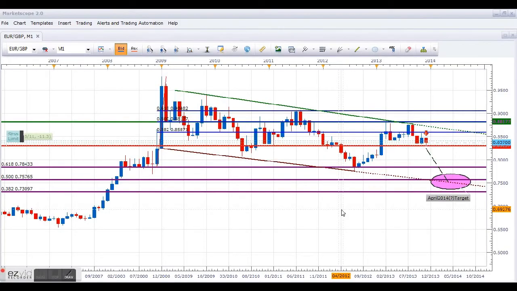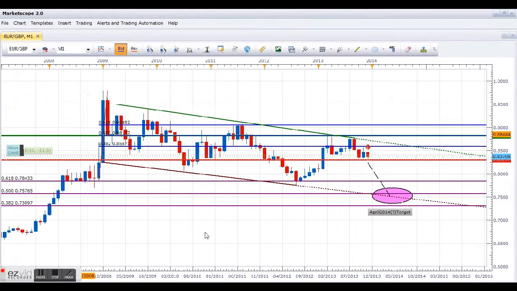Good morning traders, this is Sunday the 17th of November and today we're going to look at Euro Pound, the outlook for the following 6 months to a year. In front of us we have the market scope trading chart for Euro Pound, and we're looking at the monthly chart time frame.